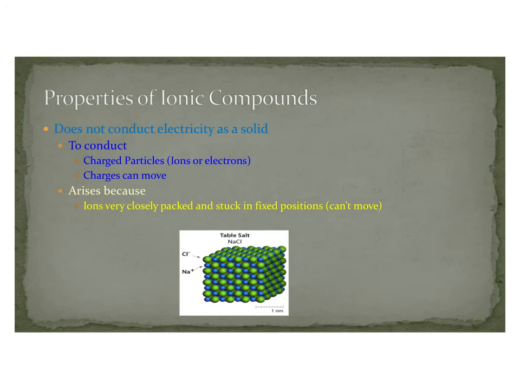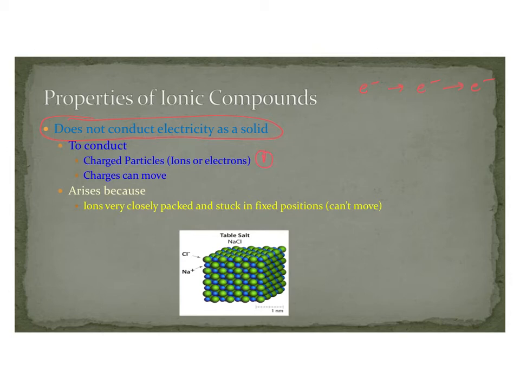Next property of ionic compounds is that they do not conduct electricity as a solid. So we're going to take a little pause here because we have to understand a little bit about what electricity is. And essentially what electricity is, it's electrons moving through a material. And in order to get something to conduct electricity, in other words, to get electrons to move through a material, two things have to be true.